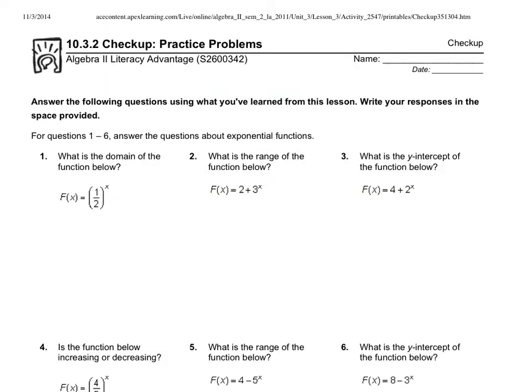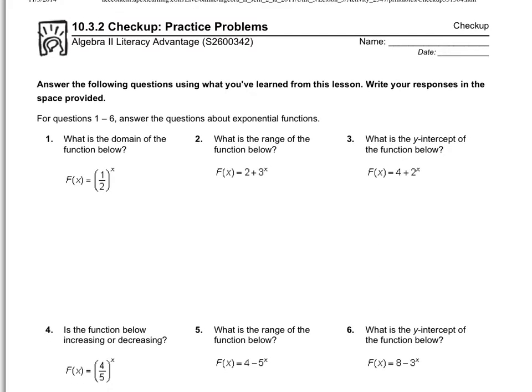So looking at our questions, it asks us first of all, what's the domain of the function below for number 1? Our domain for every single one of these is all real numbers. That's always the domain. Number 3 asks us what's the y-intercept of the function below. Well, again, that goes back to the fact that we have this number here on the end. Typically, our y-intercept is going to be in the form of (0, 1).